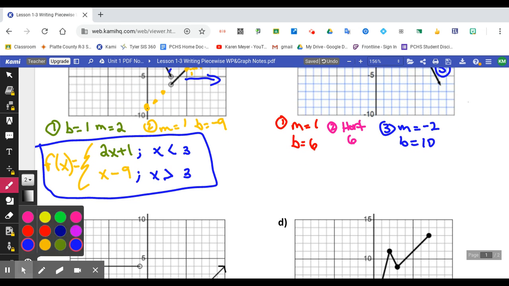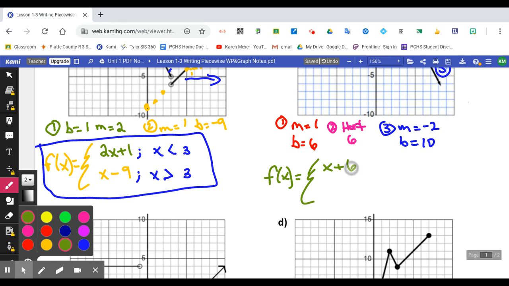So now I get to go through and come up with my answer. So f of x equals, the first part is 1x or x plus 6. The middle part is just the number 6, no variable because it has no slope. And the third part is negative 2x plus 10.